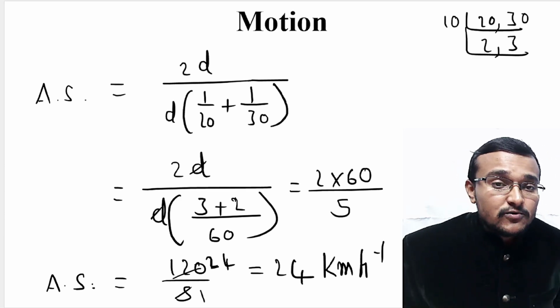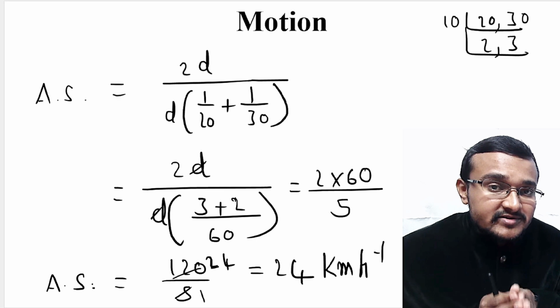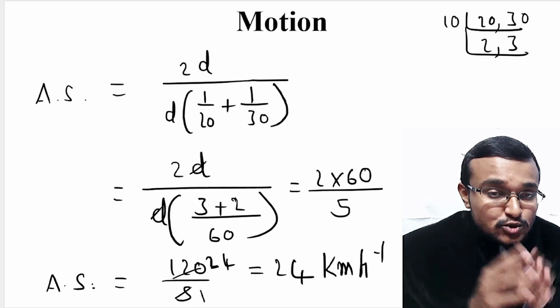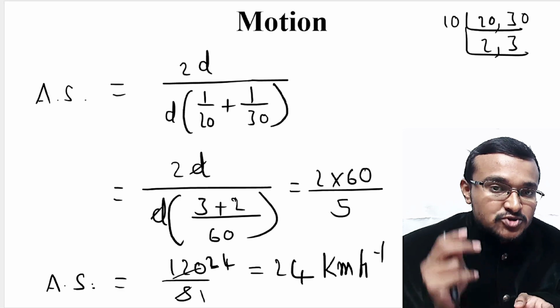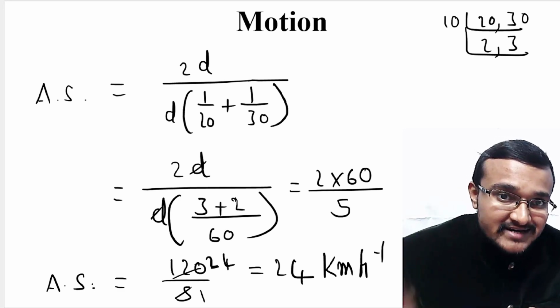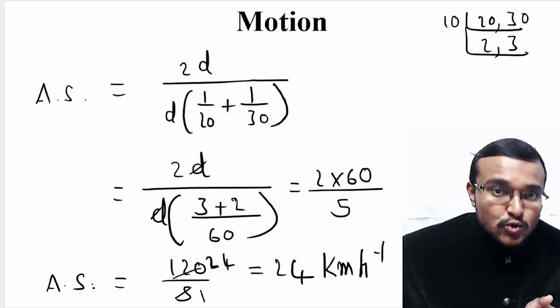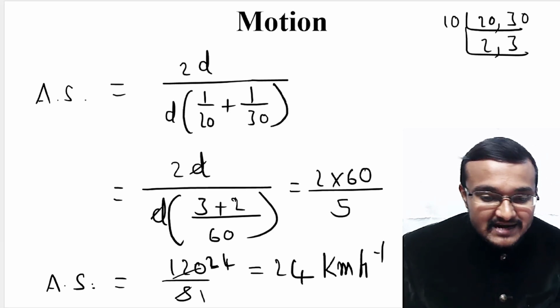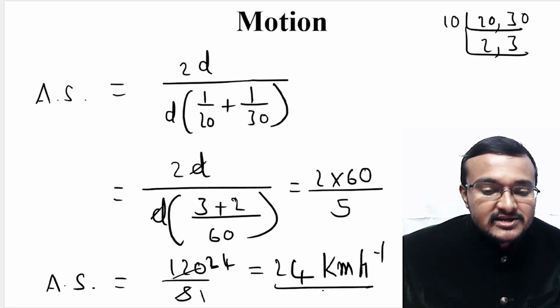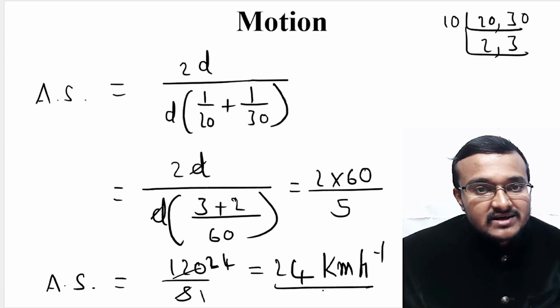So now here you have observed that while calculating the total average speed, you cannot straight away take the average of two average speeds. So again you have to calculate the total distance and the total time, and then take the average speed. When you do that, you will get 24 km per hour as your answer.